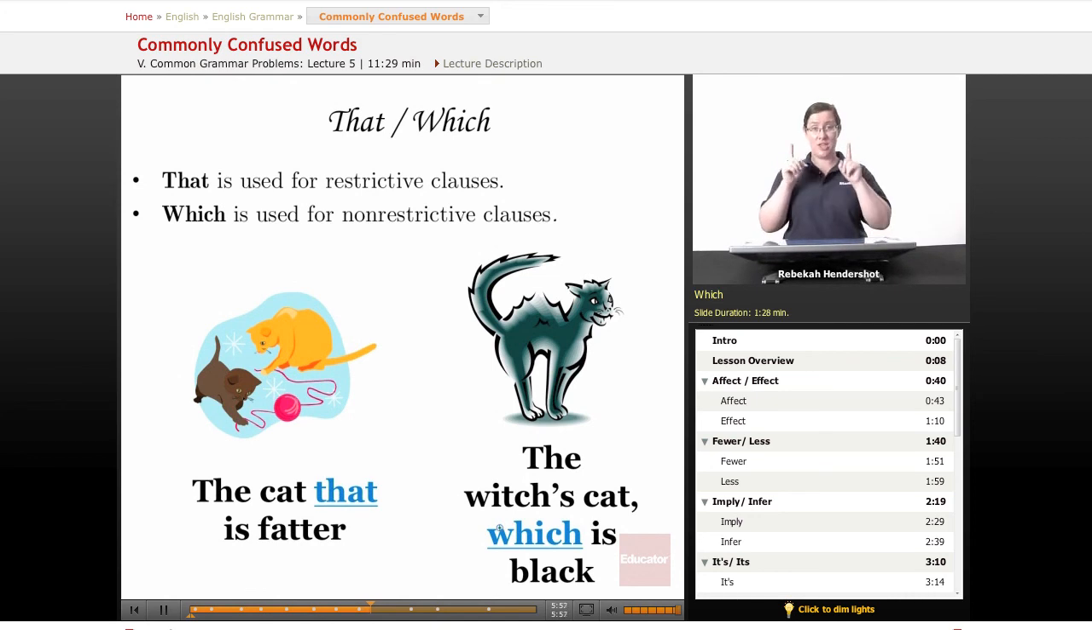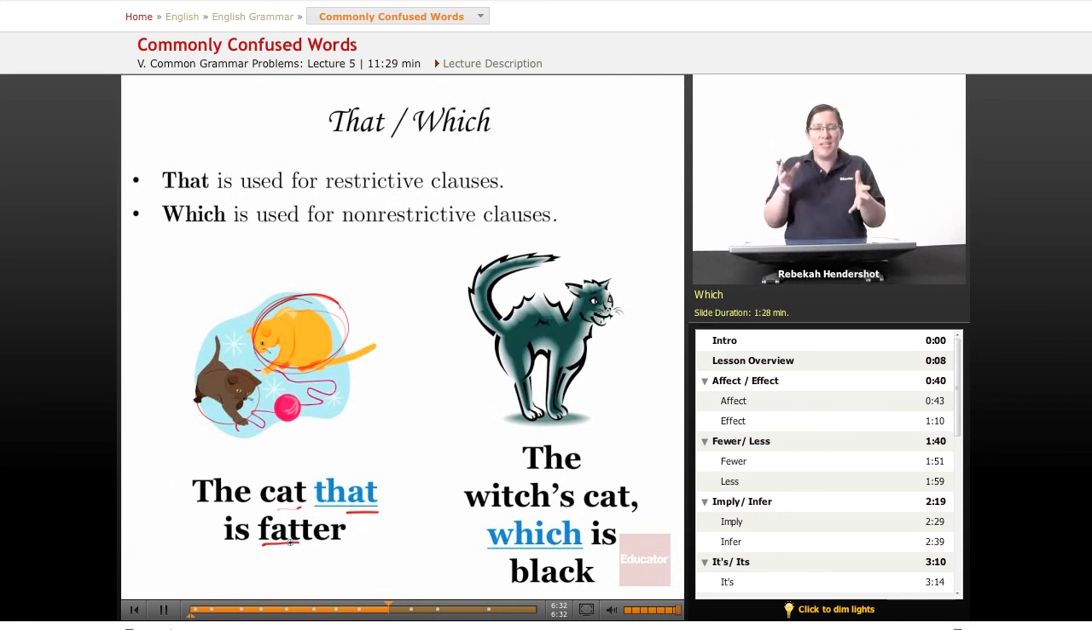The way to remember this, think of cats. We have here a picture of two cats. Cat number 1, cat number 2. Now, let's say I am talking about the cat that is fatter. Now, for a cat to be fatter, you have to have at least two cats. One cat that's less fat and one cat that's fatter. So, for a cat to be fatter, it has to be a restrictive clause. You have to be narrowing it down from 2 or more cats to one cat, the cat that is fatter or fattest.